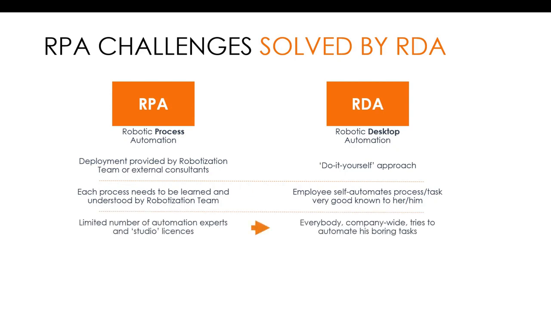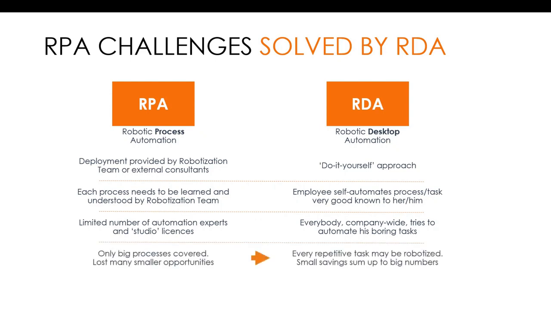In RPA, the skills are limited to automation experts, and with RDA, everybody company-wide tries to automate at least some of his boring tasks. Only big processes are covered in process automation, and many smaller optimization opportunities are just lost. In RDA, every repetitive task may be transferred to a robot. Small savings sum up to big numbers.